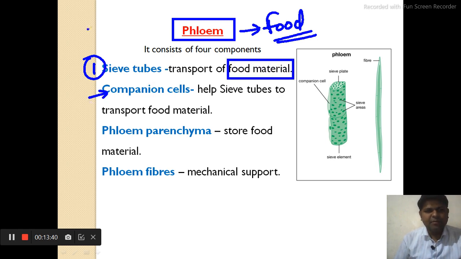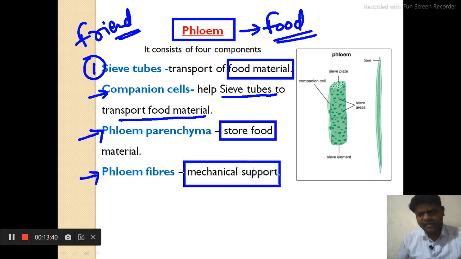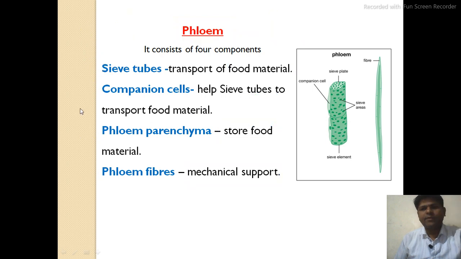Companion, what do you mean by companion? Companion means friend. So what are companion cells? Companion cells help sieve tube to transport food material. Similarly, like xylem parenchyma, we have phloem parenchyma, which is also able to store food material. And similarly, like xylem fiber, we also have phloem fiber, which are dead and give mechanical support to the plant. So this is all about our chapter, and only about plant tissue.